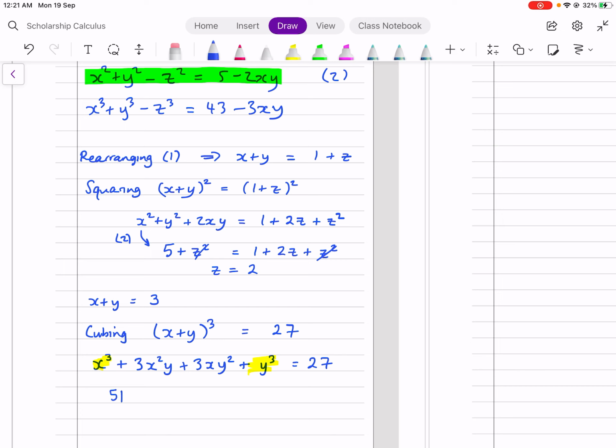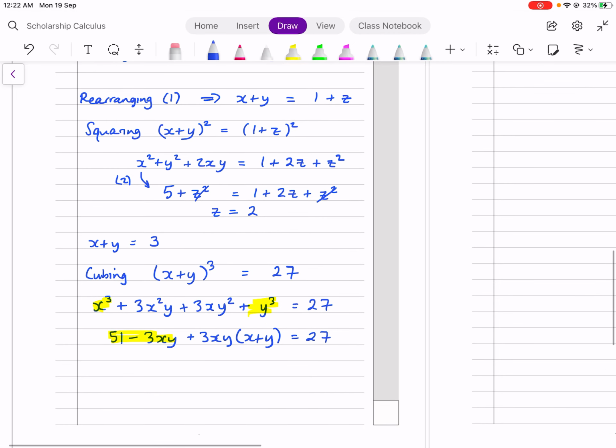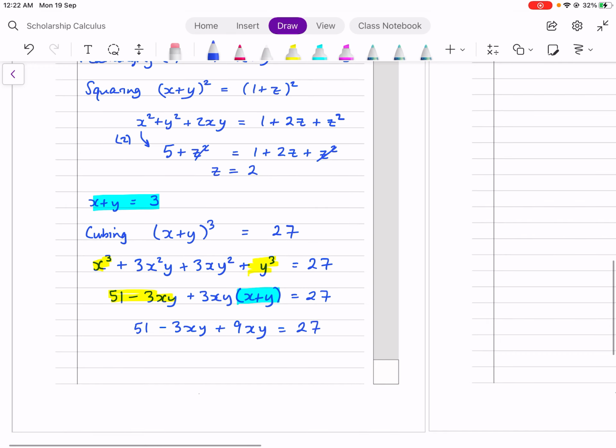Minus 3xy. And then the other two terms, which I haven't dealt with yet, have a common factor of xy and a 3. And I know that x plus y is equal to 3. So I get 51 minus 3xy plus 9xy. Okay, that's using the fact that x plus y is equal to 3. So we make that 3. That gives me that 6xy must equal 27 minus 51. xy equals negative 4.